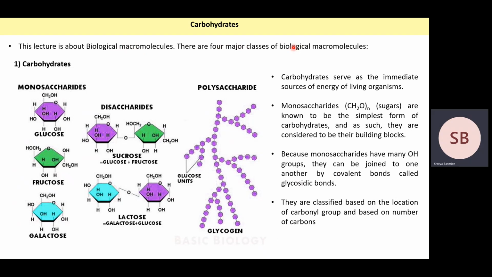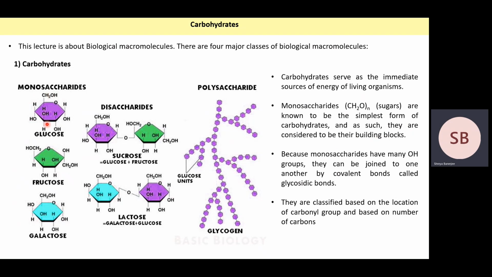As you know, there are four major classes of biological macromolecules, in which the first is carbohydrates. Carbohydrates serve as the immediate source of energy of living organisms. The general formula of monosaccharides is (CH2O)n, and that is why they are also called carbohydrates, since they have carbon and hydrate, meaning water. Monosaccharides are the simplest form of carbohydrates, and as such, they are considered to be their building blocks.